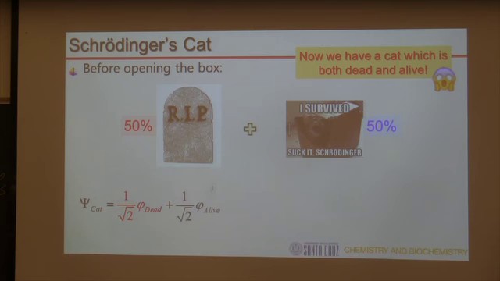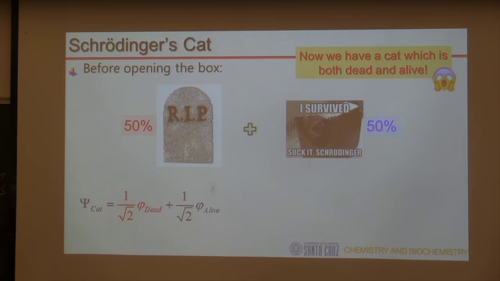So this tells you what? It tells you that you can find a cat which is both dead and alive in the box. If you don't open the box, the cat inside actually is both dead and alive. Cannot be true. Horrible, right? It's like a ghost. How can a cat be both alive and dead? But actually, it's true, based on quantum mechanics.